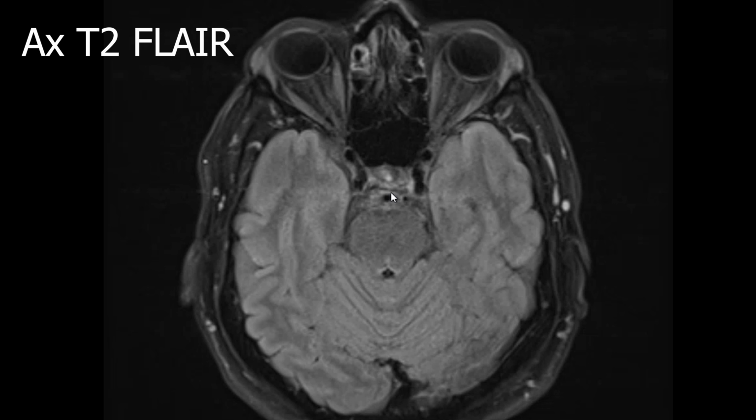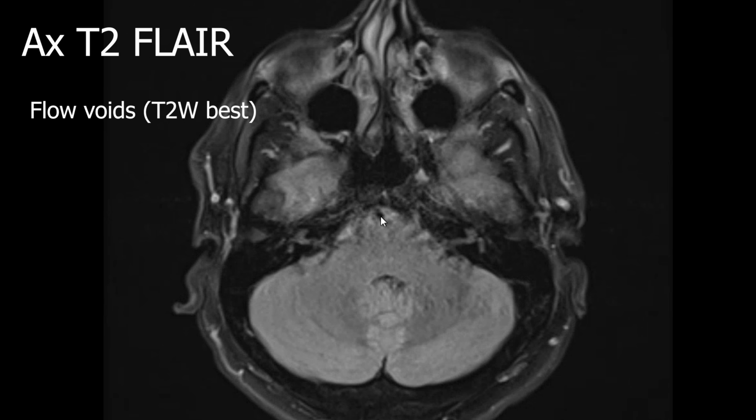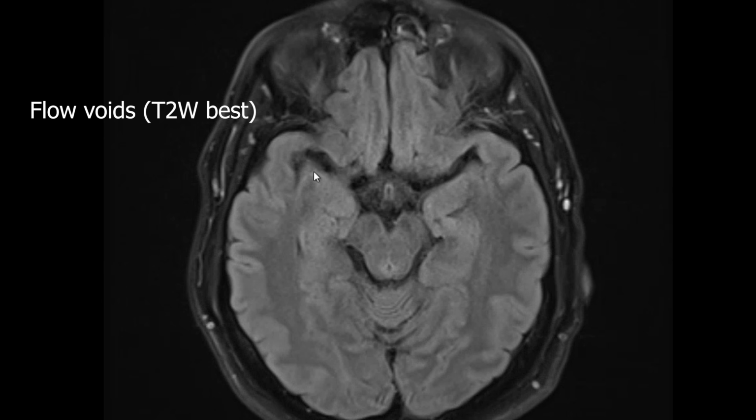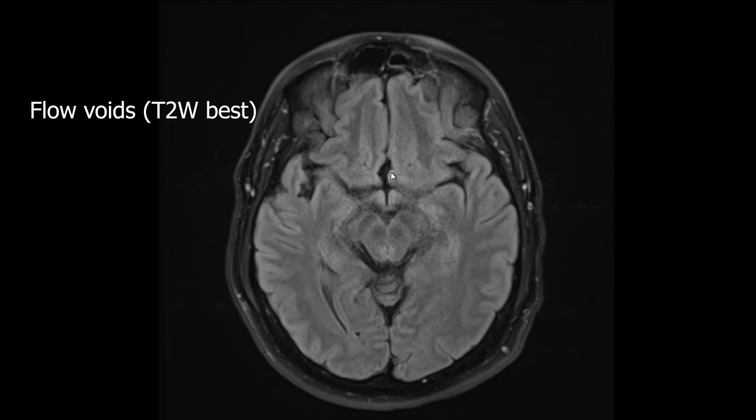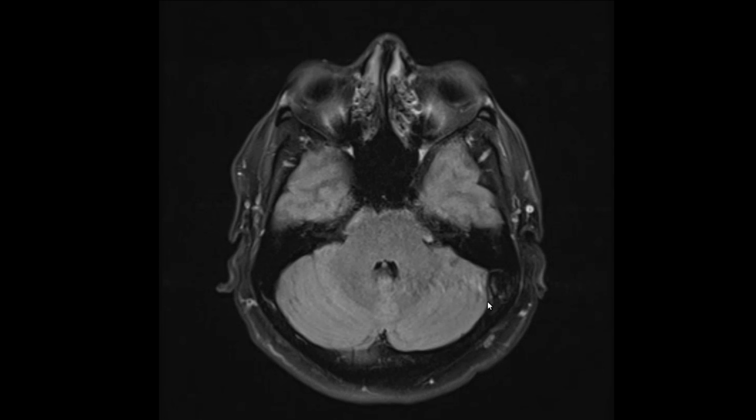If our scan protocol does not include axial T2 weighted images, then I will check for flow voids in major arteries, such as internal carotid arteries, this flow void, and the basilar artery, this flow void. I quickly check the proximal MCAs and ACAs to make sure I don't see any FLAIR hyperintense signal within these vessels. I also check for FLAIR hyperintensity in the dural venous sinuses.